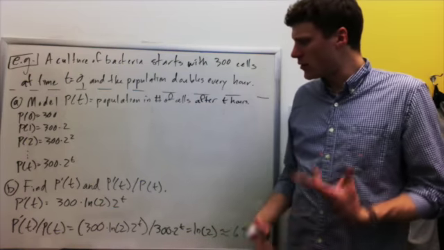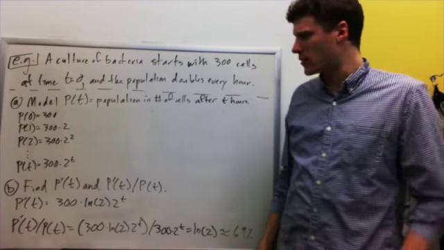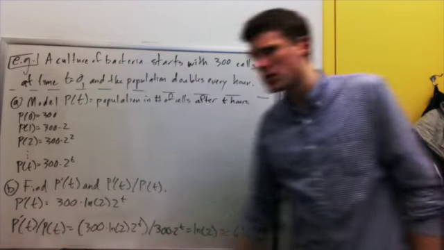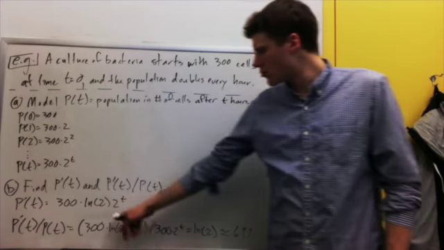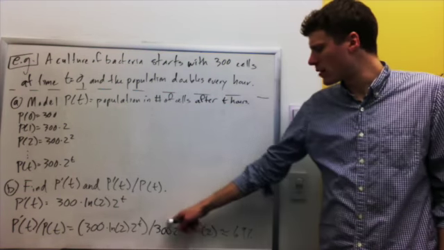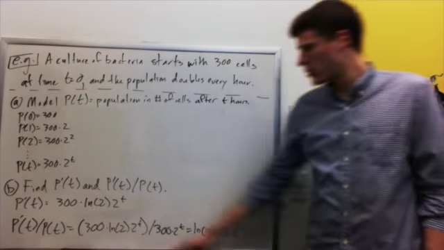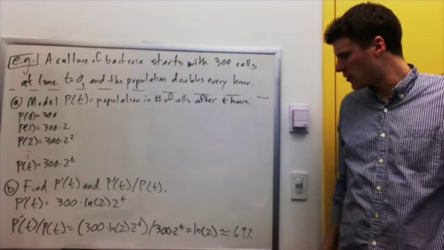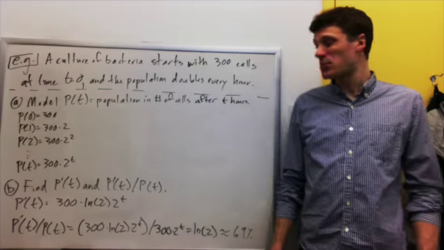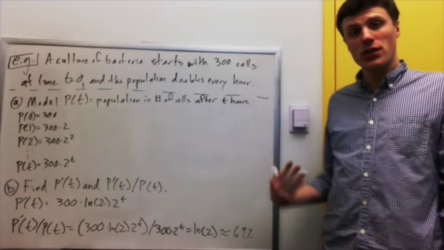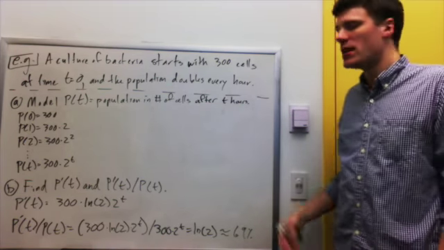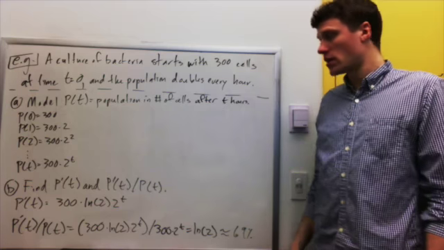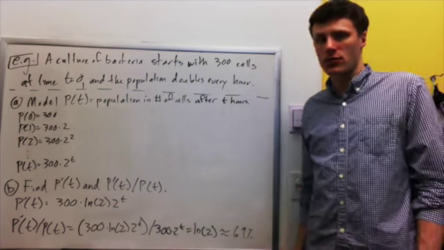How much is this growing percentage-wise? Well, that's when I take p prime and divide it by p. So that's 300 log 2 times 2 to the t divided by 300 times 2 to the t. Well, the 300s cancel, the 2 to the t cancel, and I'm left with the natural log of 2, which corresponds to about 69%. So the percentage growth rate of this population is about 69% per hour. That's about the rate at which it's growing.